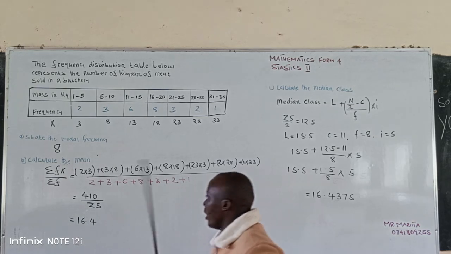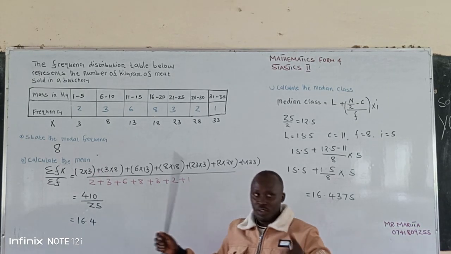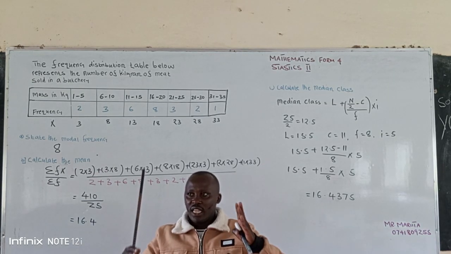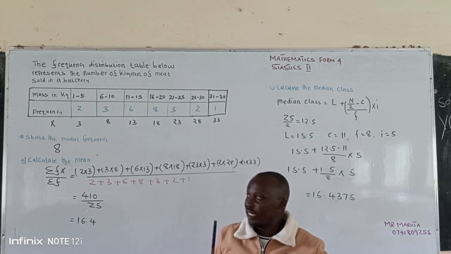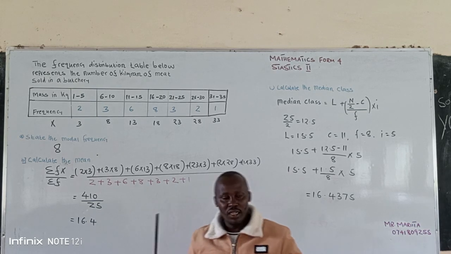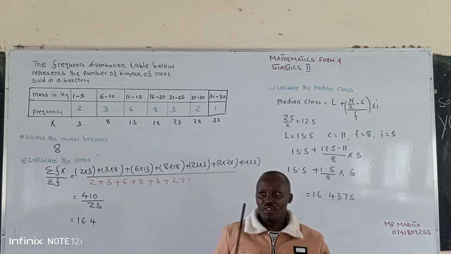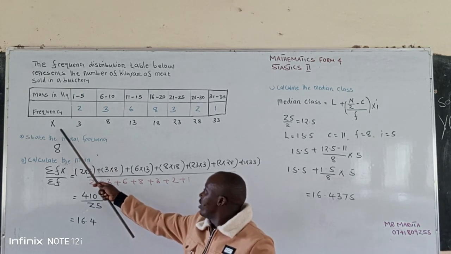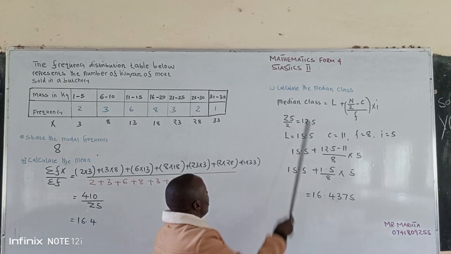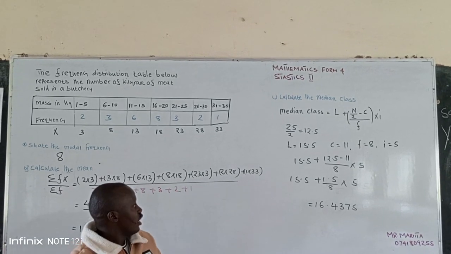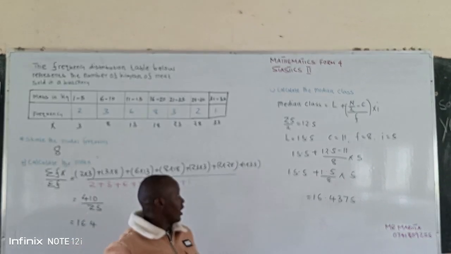So you understand here that for the modal frequency, you pick the class with the highest frequency, and that is between 16 and 20. To calculate the mean, you should have the summation of fx, and that is why we have the table of fx here. Then we divide by the total frequency. Then we have to calculate the median class using that formula.